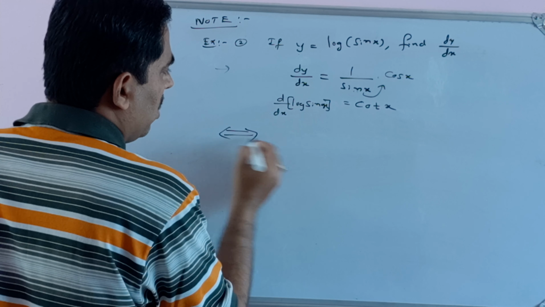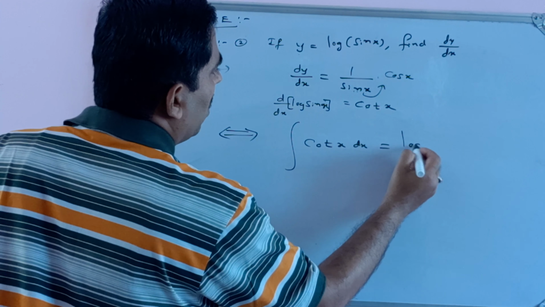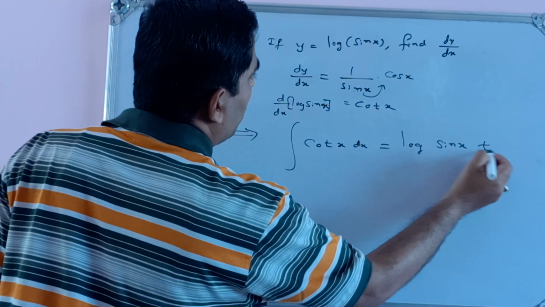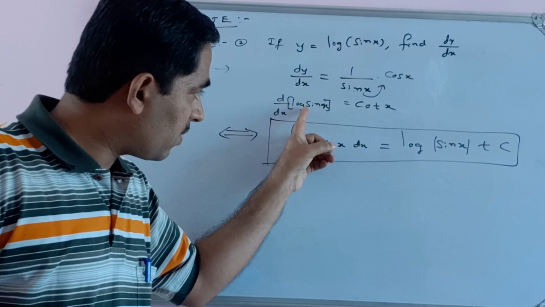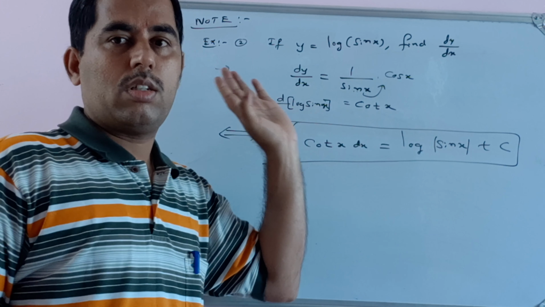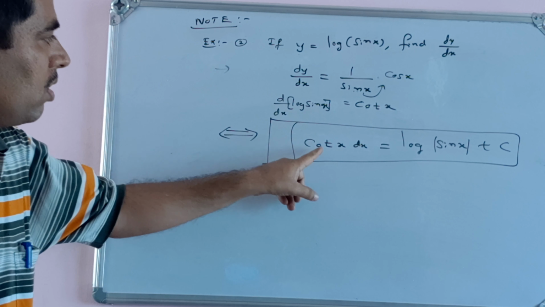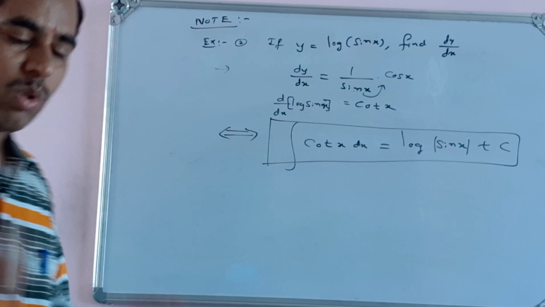This implies the next result. I can write that the integration of cot x with respect to x gives me log of sin x plus constant of integration. Let us write the mod. This is another important result. I differentiated log sin x and after differentiating this function I got cot x. That means if I integrate cot x, I get log of sin x. We can add this to our results: integration of cot x is log sin x. We write mod to indicate that the quantity is positive. These two results you can remember.